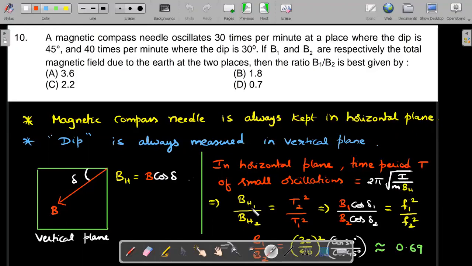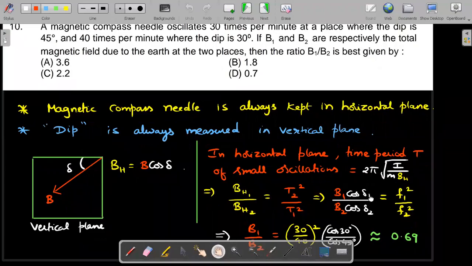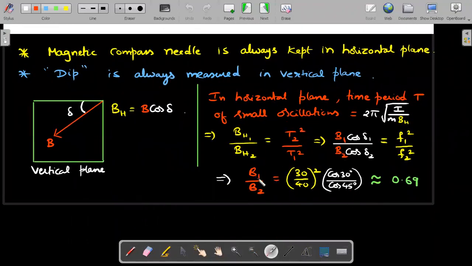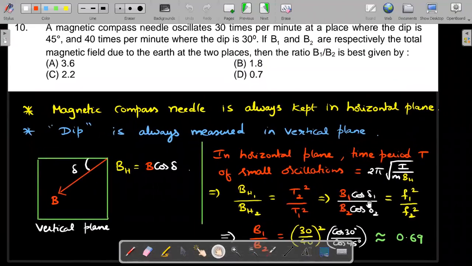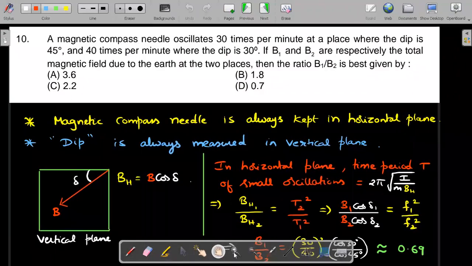Because he has given the ratio of BH1 by BH2 here, which would be the inverse ratio of the square of the time periods, BH can then be substituted for B in terms of cos delta, and the inverse of these can be written in terms of frequencies, because he has given frequencies actually, 30 times per minute. You can understand that this 30 is the frequency there. So with appropriate manipulations, you would end up having the required B1 by B2 ratio as somewhere around 0.69, a slightly difficult calculation, but I think in the exam you should be able to make out from the options how close they are. So the required answer comes out to be D.